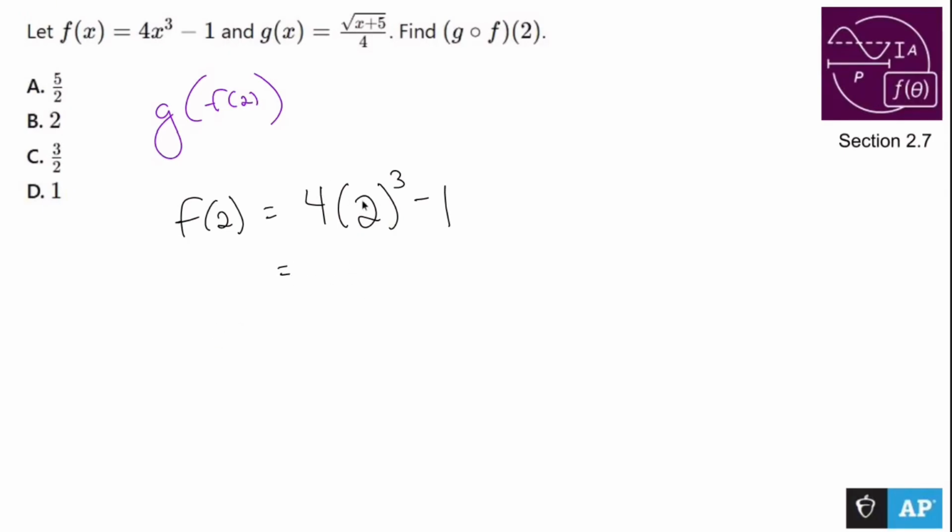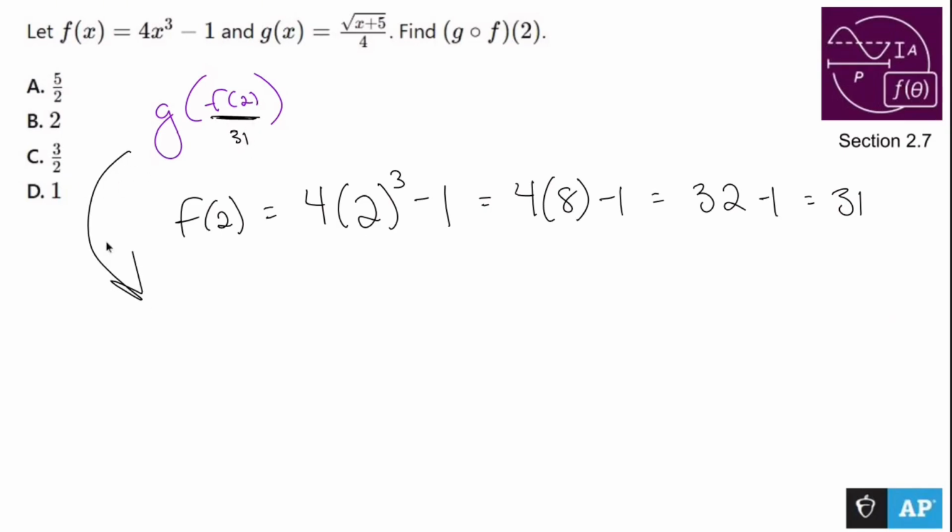Okay, so 4, let's actually write it over here where I have a little bit more space, not underneath. PEMDAS says do the 2 first, so 2 to the third power is 8. Then multiply, 32, minus 1 is going to be 31. So that's f of 2. So f of 2 is 31.